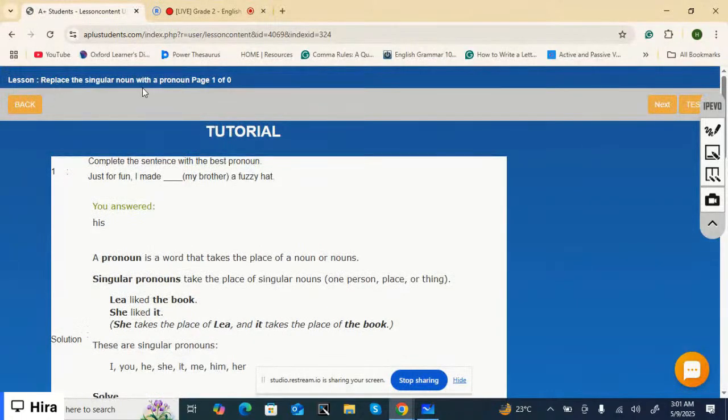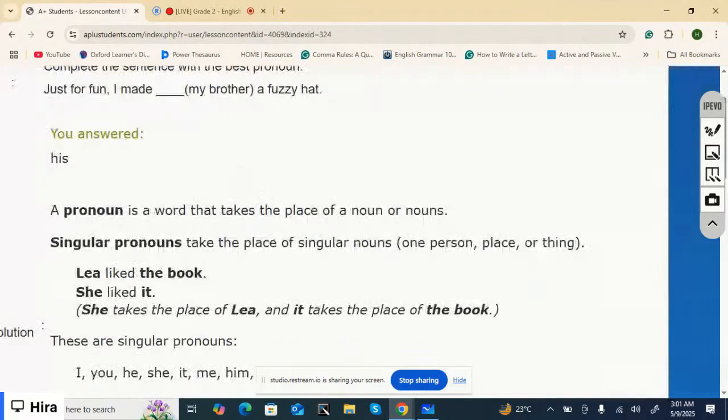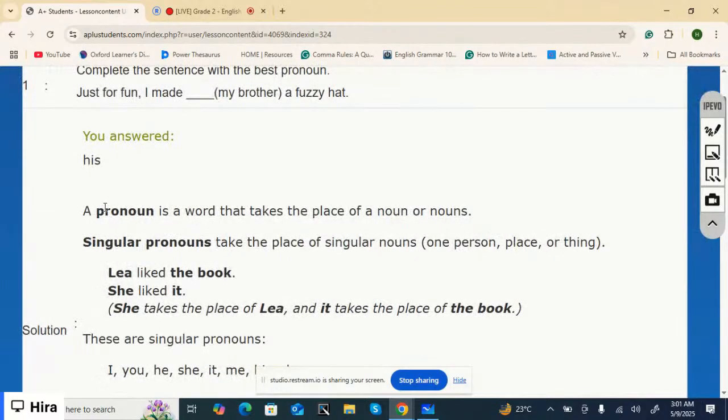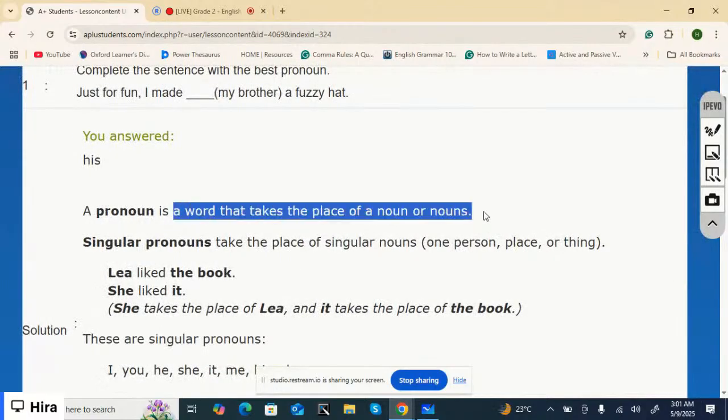Replace the singular noun with a pronoun. Let's recall today as well. What is a pronoun? A pronoun is a word that takes the place of a noun or nouns. Why is it mentioned separately? Because it can take the place of a singular noun, or nouns, meaning more than one. They can take the place of plural nouns as well. But the main part is: a pronoun is a word that takes the place of a noun or nouns.